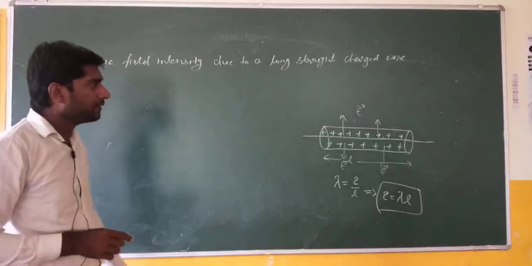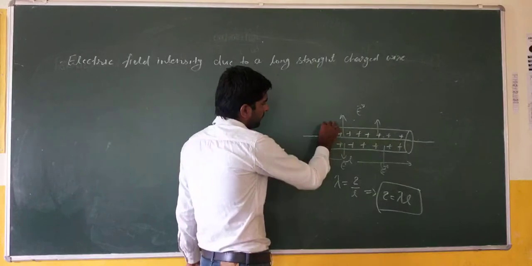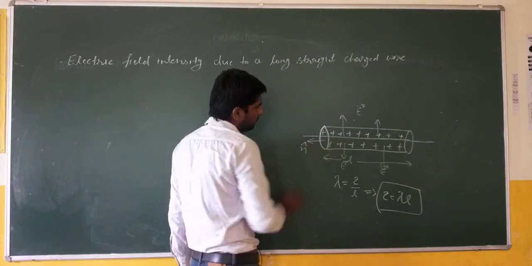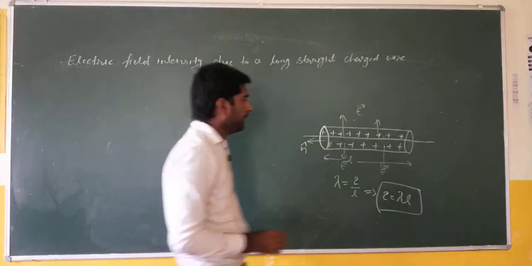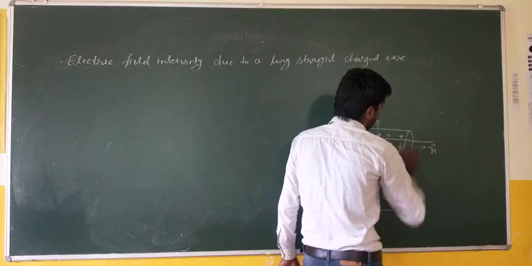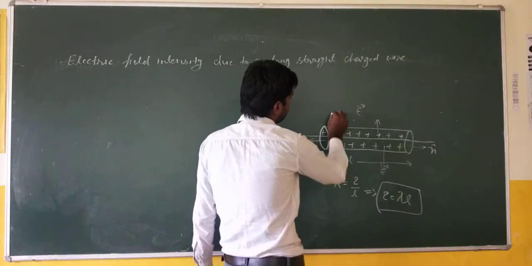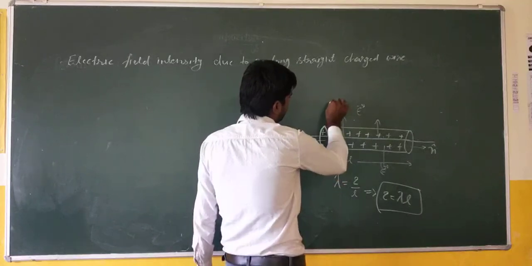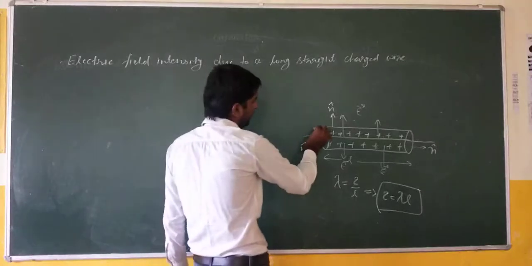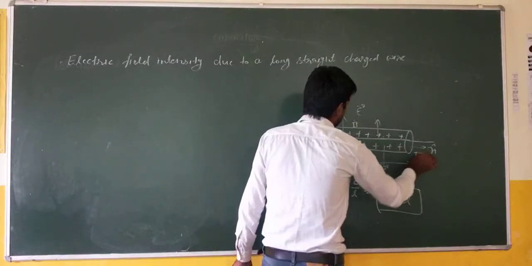Now we know the concept of area vector. If I consider this part, the area vector is in this direction, and also this is the direction of area vector. If I consider this part, then the direction of area vector is this. So I name this face 1, this face 2 and this face 3.